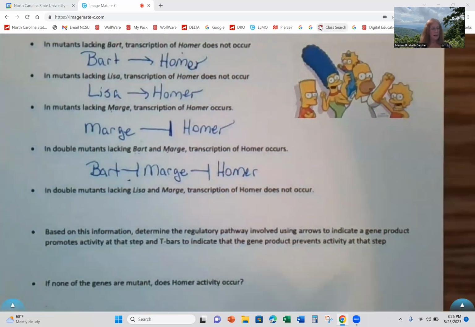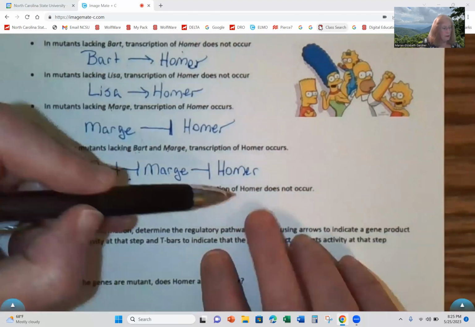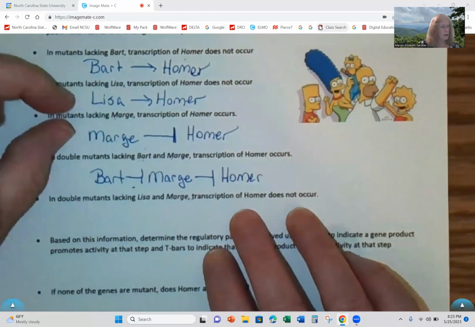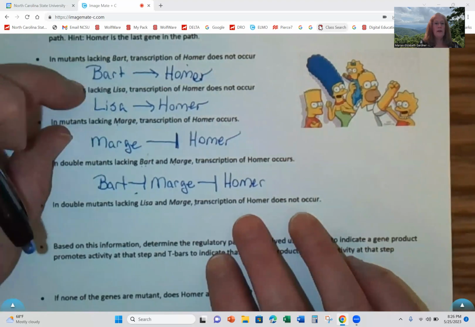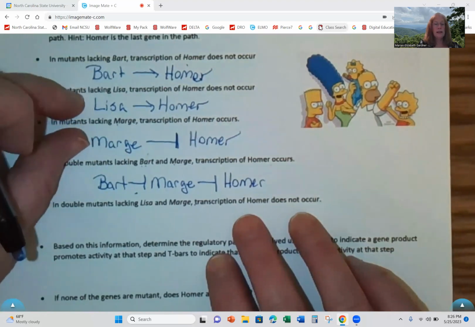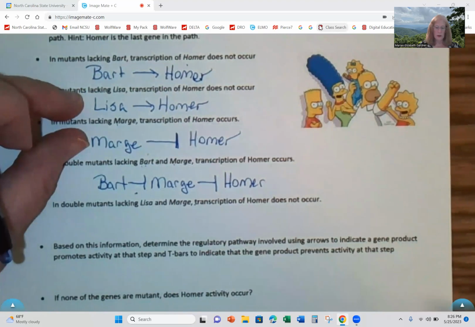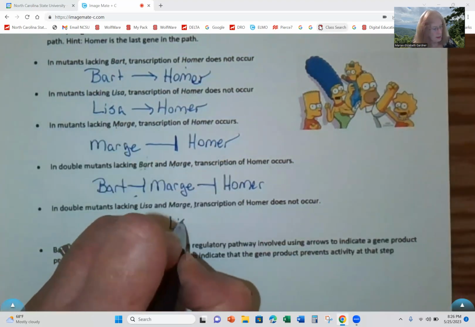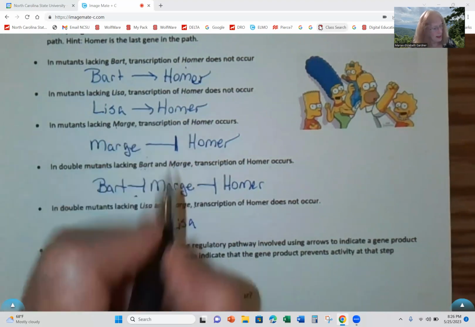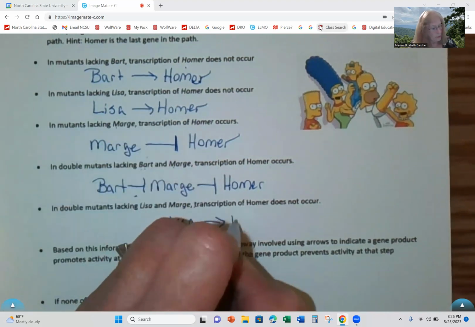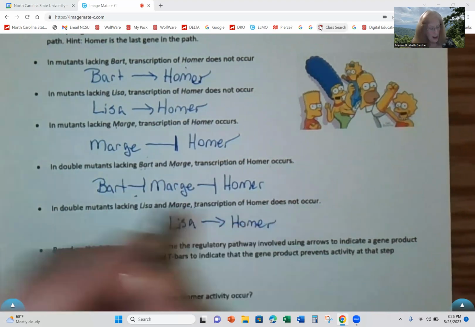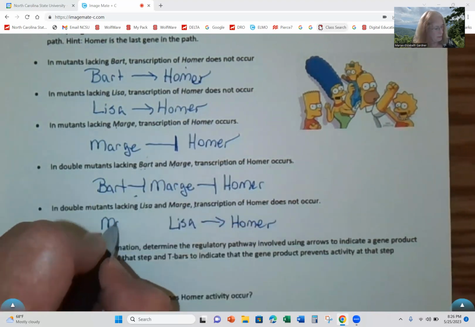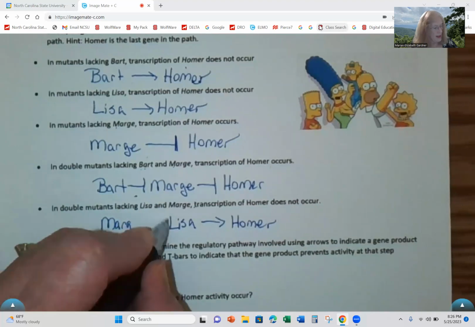In double mutants lacking Marge and Lisa, transcription of Homer doesn't occur. This time I'm looking at these two single mutants. This one doesn't occur, that one does occur. So Lisa must be closer to Homer than Marge is. So Lisa, and we said Lisa arrow Homer. Lisa promotes Homer activity. And we've got to figure out Marge and what that symbol is.